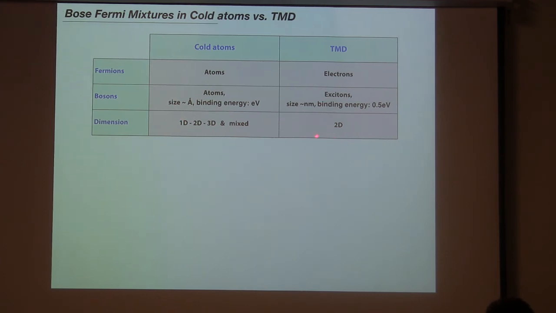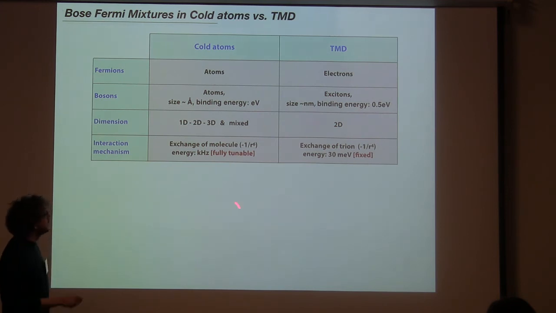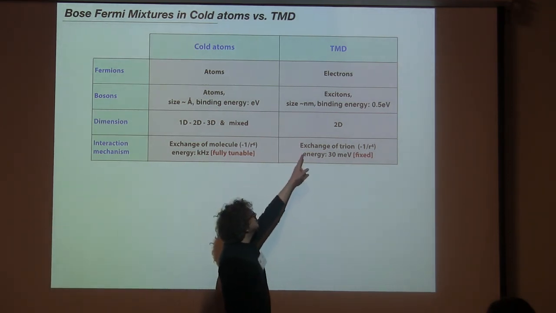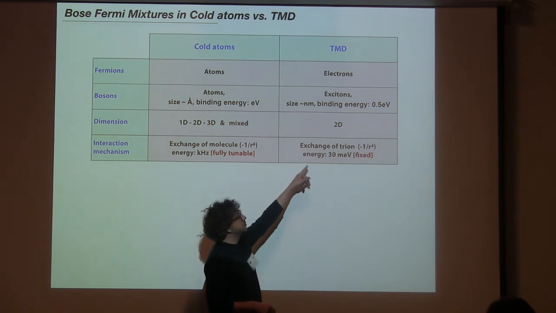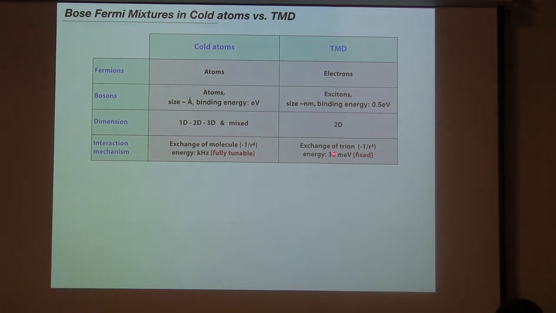Dimensions, unfortunately, you cannot tune them in 2D materials, it's 2D. You can, however, have heterostructures. In cold atoms, you can do basically whatever you want. To get tunable interactions, we use the exchange of a molecular state to get strong interactions. And the interaction energy scale is about kilohertz, typically. I mean, that's kind of the maximum which you can get. In semiconductors, it's not exactly exchange of a molecular state, but the binding energy sets about the energy scale of the interaction strength. And it's about 30 MeV. We cannot do anything about this. Here we can do a lot about the interaction energy for that using Feshbach resonances.